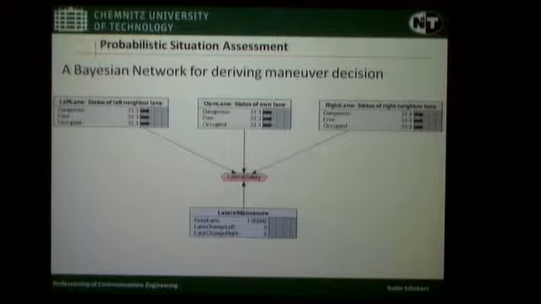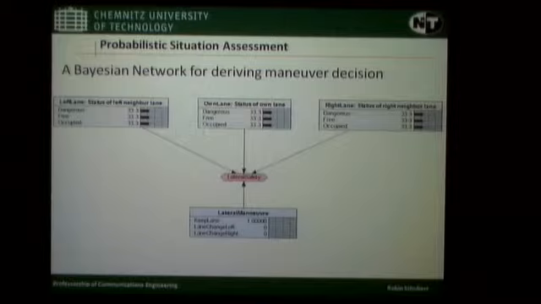So obviously the status of the lane influences our decision. So for example, if our own lane is occupied and the left lane is free, we may want to change the lane. So this is very briefly what happens here. So what we need to do is we need to determine the state of these nodes. So for each lane, we have to determine if it's dangerous, free, or occupied.